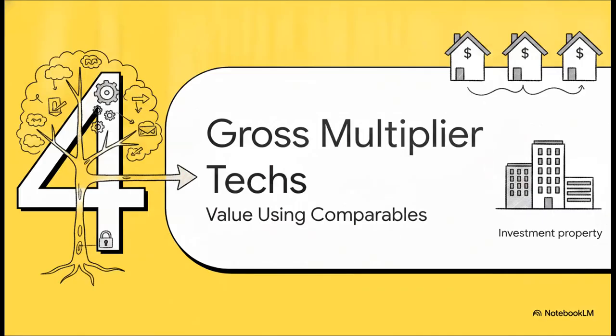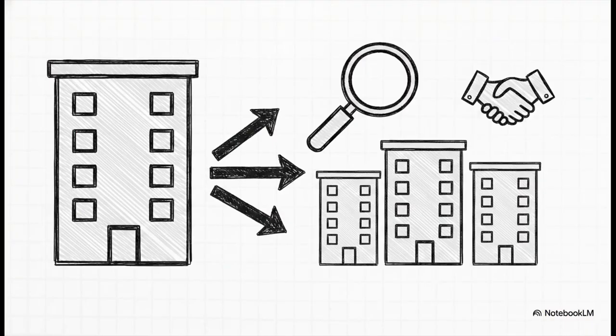Let's move on to Section 4, gross multiplier techniques, finding value using comparables. We are now transitioning to the second branch of our income approach tree.